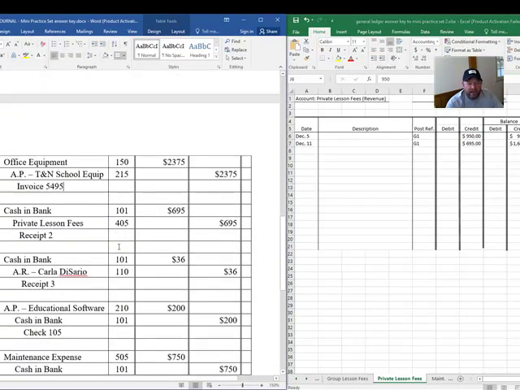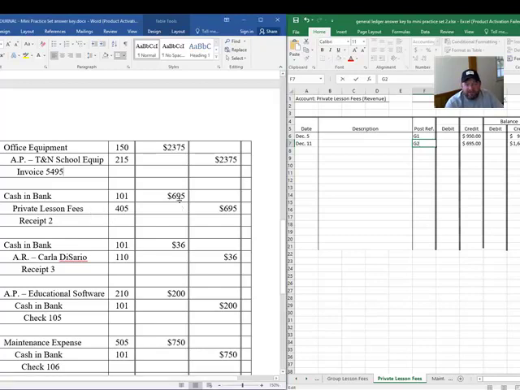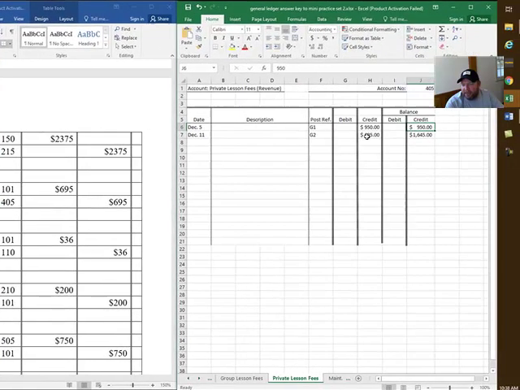And then on the 11th, on page 2 of the general journal, we also did private lesson fees and received cash of $695. So we have the $950 current balance, and we add the $695 that she just completed, and we have a total of $1,645 as our new balance for private lesson fees revenue, account 405.